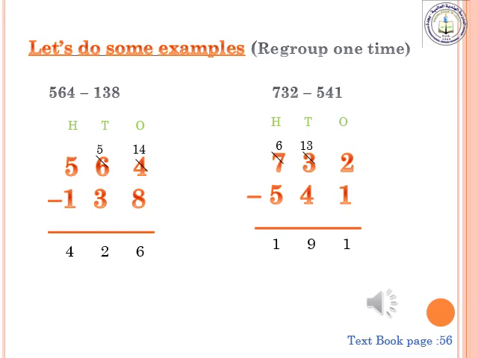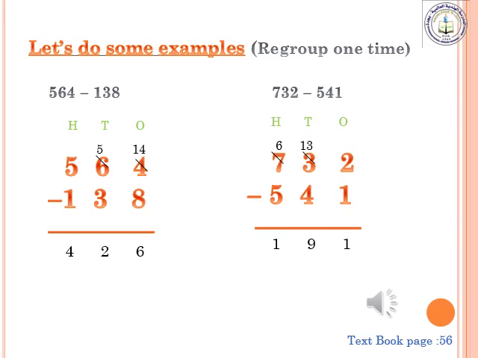732 minus 541. Arrange these numbers according to place value. Then start from 1's place. Here in 1's place, 2 and 1. Can you subtract 1 from 2? Yes, because 2 is more on top. So we can subtract 1 from 2. 2 minus 1 is 1.